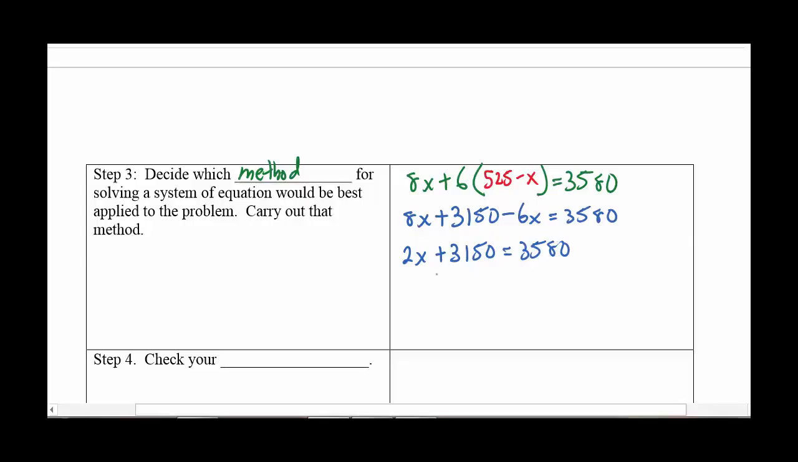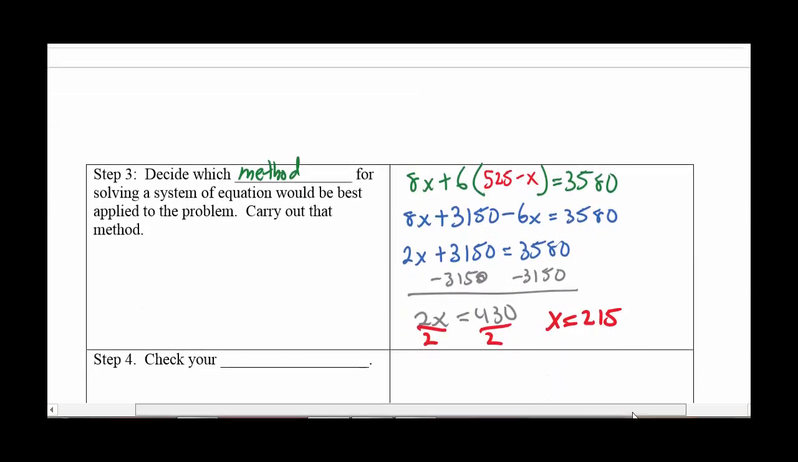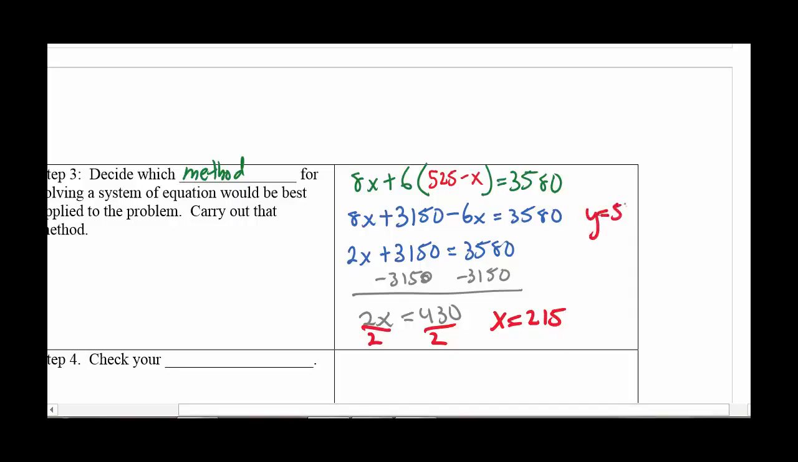I'm going to subtract the 3,150 from both sides. So I get 2x, and again I'm going to go straight to the calculator for this: 3,580 minus 3,150 is 430. All right, divide both sides by 2, and I get that x equals 215. And again, I want to find y as well, so I'll go back up there. y is 525 minus x. So in this case, 525 minus the 215, and I get that y happens to be 310.